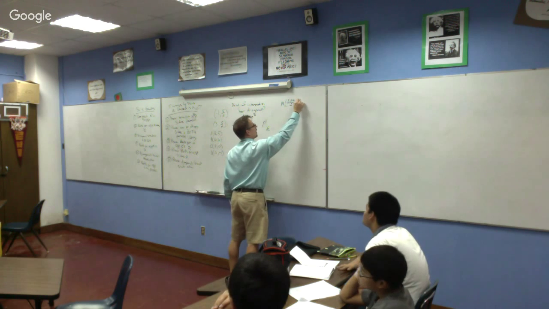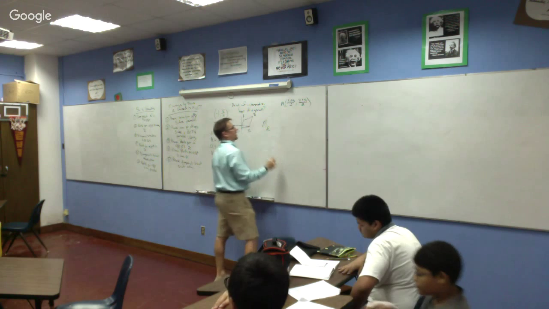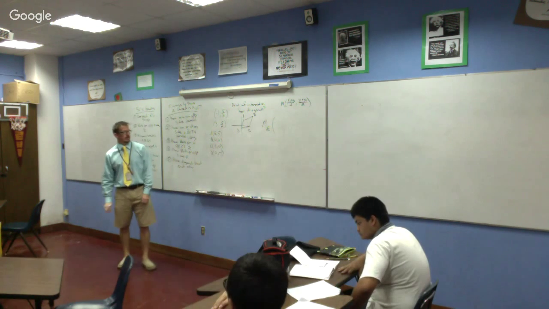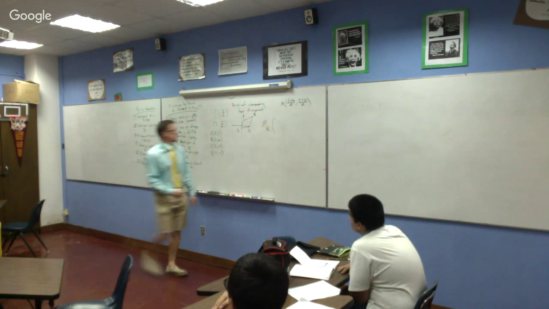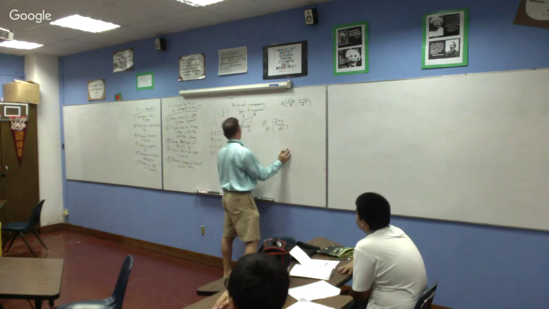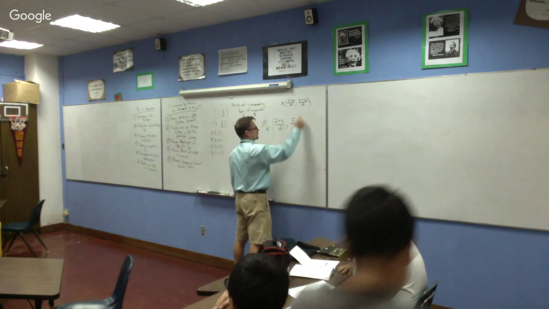Y1 plus Y2 over 2. Yes. Average X, average Y. So, what are the X values for segment AC? 2 and 4. So we got 2 plus 4 over 2. What are the Y values? 5 and 0. 5 plus 0 over 2.